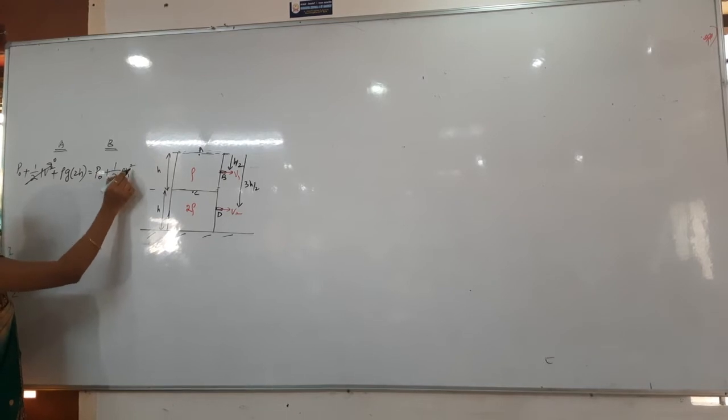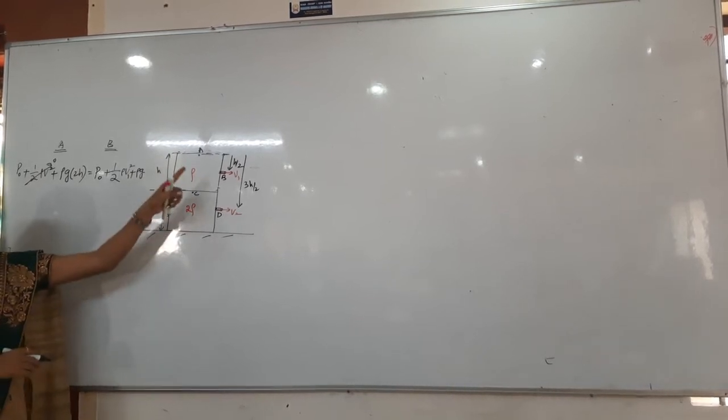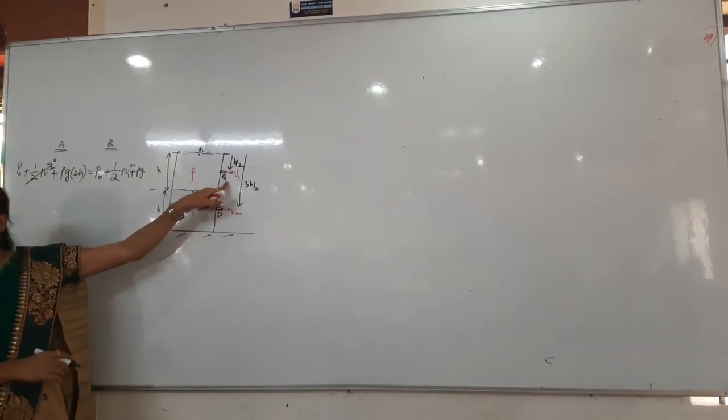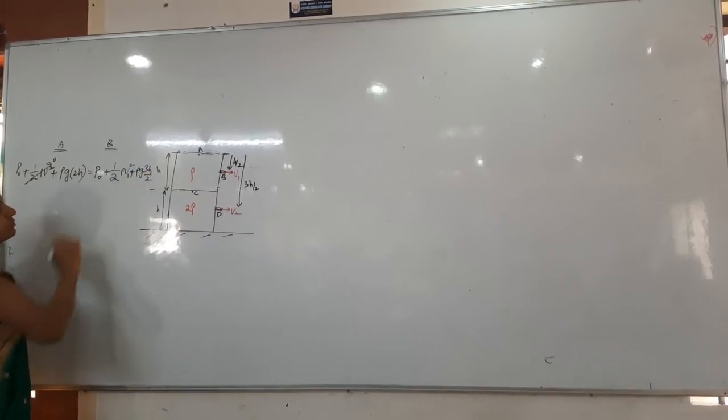Half rho V1 square plus potential energy is how much? Rho G into, from the ground at what height? From the ground, h by 2 and then h by 2, 3h by 2 is the correct answer there. So that 3h by 2.